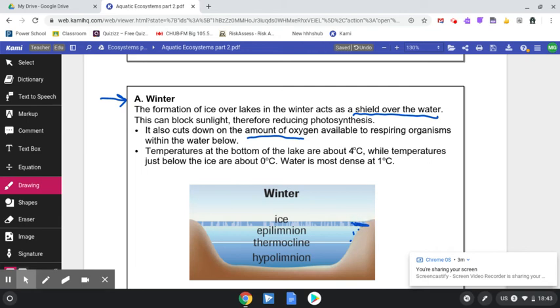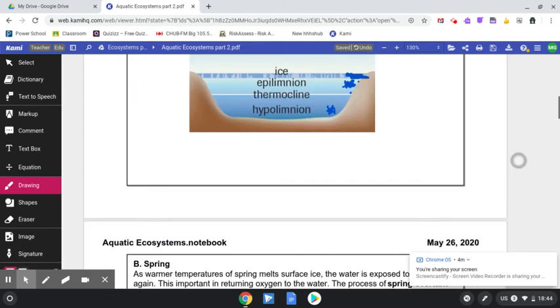So temperatures at the bottom of the lake in the winter, 4 degrees Celsius. That's pretty cold. Temperatures just below the ice, we got 0. Water is the most dense right here. 1 degree, water is the most dense, which is why the ice, which is 0 and less dense, floats on top. 4 degrees, 1 degree, most dense. We got 0 degrees or even colder on the top.